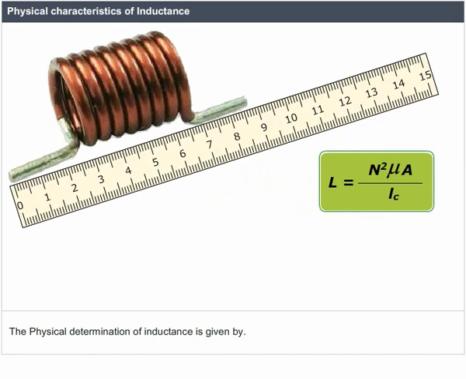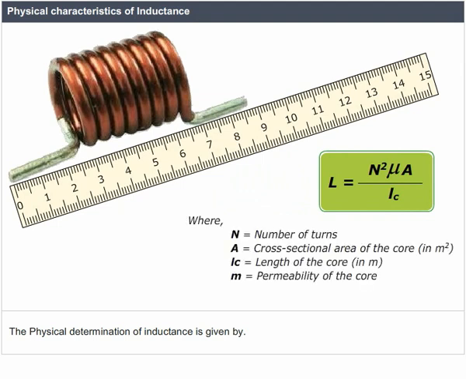The physical determination of inductance is given by L = N² μ A / Lc, where N is the number of turns, A is the cross-sectional area of the core in meter square, Lc is the length of the core in meters, and μ is the permeability of the core.